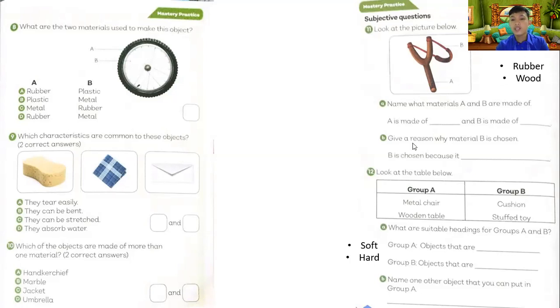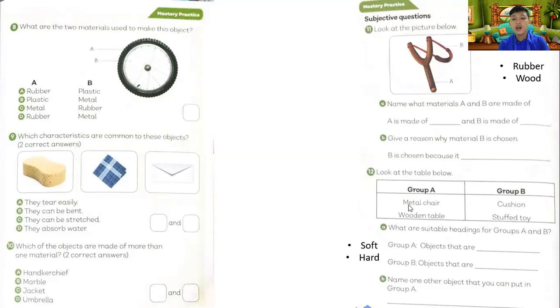And then letter B, give a reason why material B is chosen. B is chosen because, why? Because what? Is it can be bent or it can be stretched? Or it absorbs water, or it is hard. Okay, so you choose. Number 12, lastly, what are the suitable headings for Group A and B?